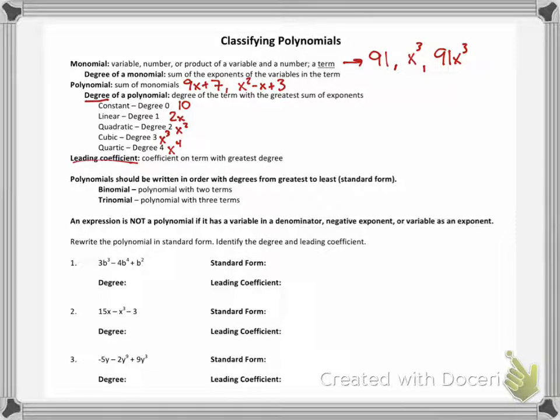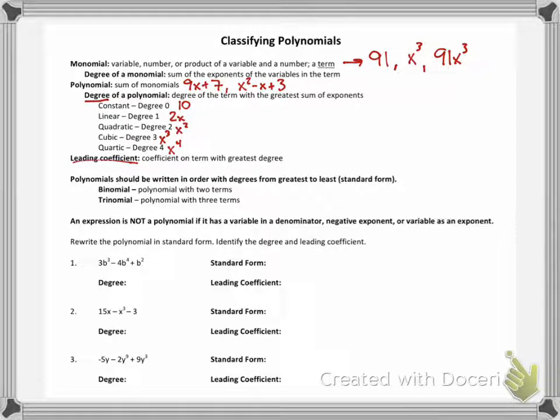A couple other keywords to know. Different types of polynomials have different words. Monomial is a polynomial that has only one term, hence the prefix mono. Binomial, the prefix bi, means 2, so 2 terms. Trinomial, prefix tri, would mean 3 terms. Quadrinomial, you get 4 terms with that prefix quad. And beyond that, they're mostly referred to as polynomials once you get to 5 terms and beyond.